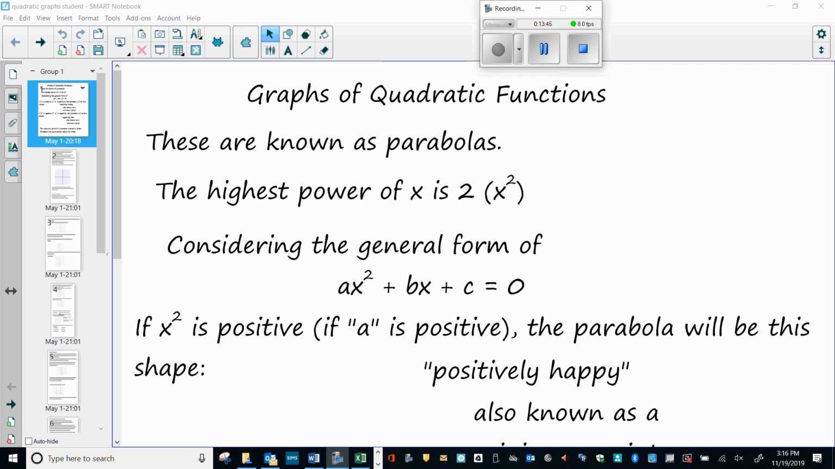The highest power of x is 2, so you're going to see an x squared in there somewhere, no more than x squared. And remember our general form of ax squared plus bx plus c equals 0. We all remember this format? What did we use our values of a, b, and c to do? Do you remember? In the quadratic formula. What did the quadratic formula find for us?